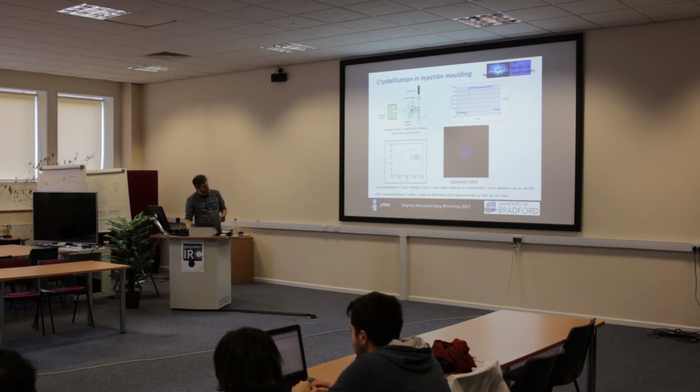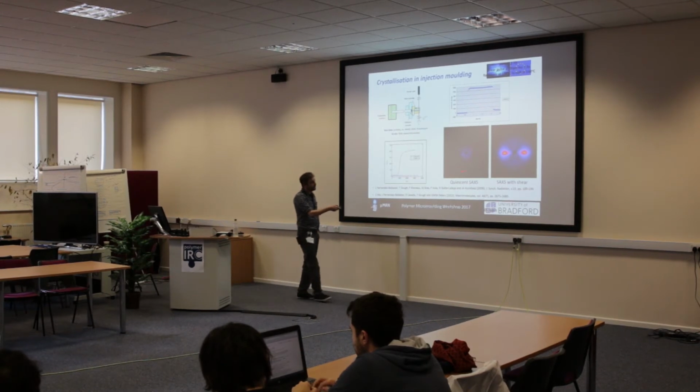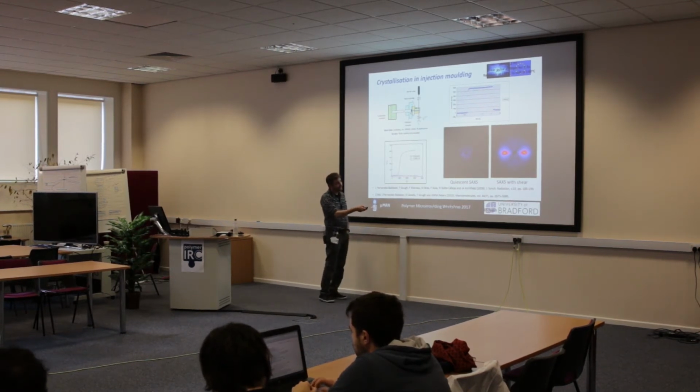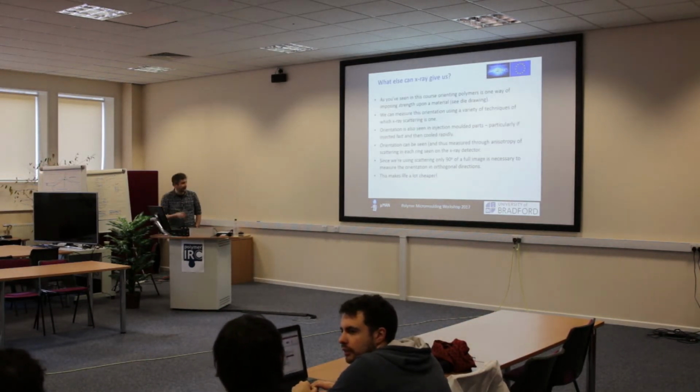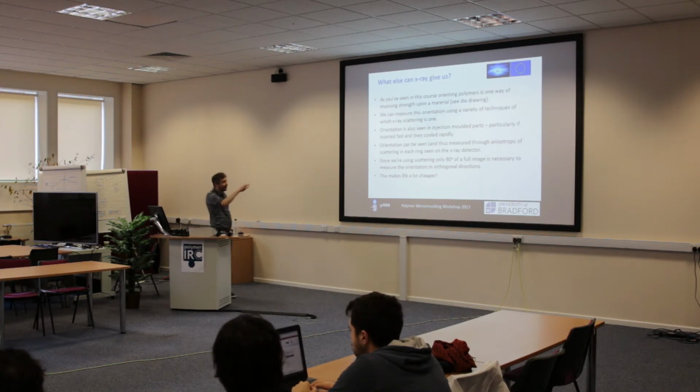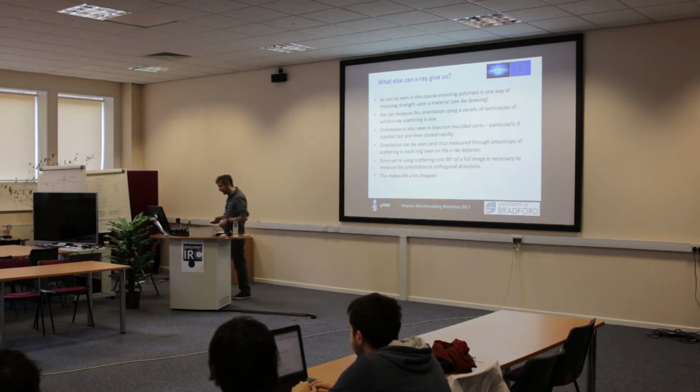I'm feeling that's not going to do anything. Oh no, okay. So this is the quiescent isotropic scattering pattern, and this is what you get with shear. What else can it give us? As we've said, it can also give us this orientation measurement. So we see it in injection molded parts, particularly if we inject them fast and we cool them rapidly.